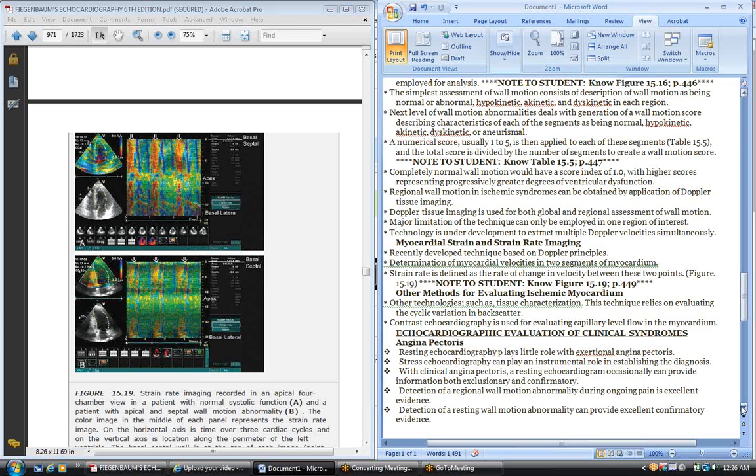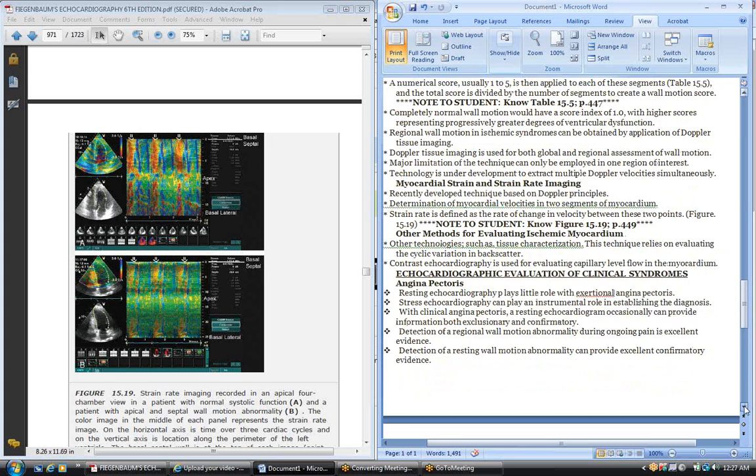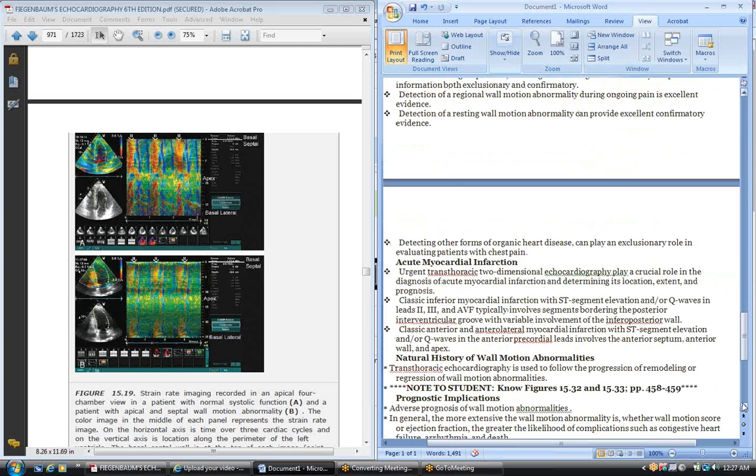Detection of regional wall motion abnormalities during ongoing pain is excellent evidence. Detection of resting wall motion abnormality can provide excellent confirmatory evidence. Again, you may or may not find wall motion abnormalities at rest. That's the thing you need to be aware of. At rest, you may not always pick up coronary artery disease.